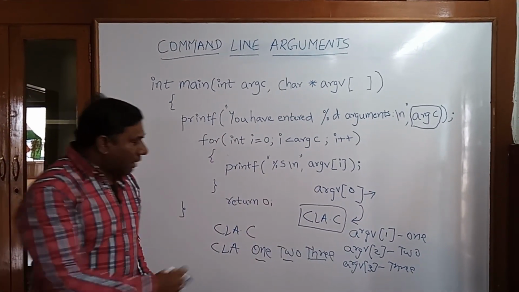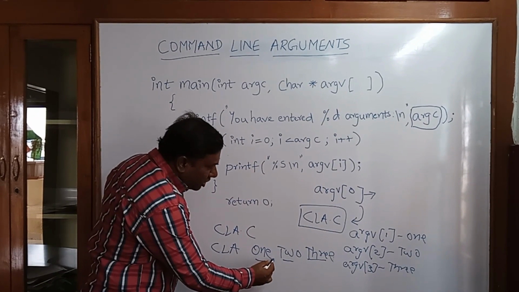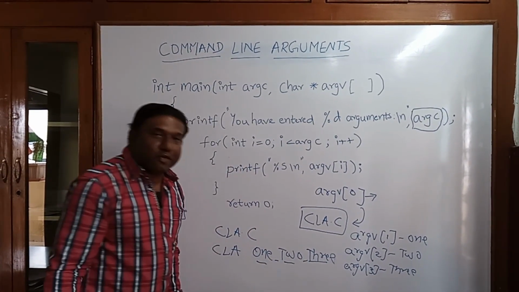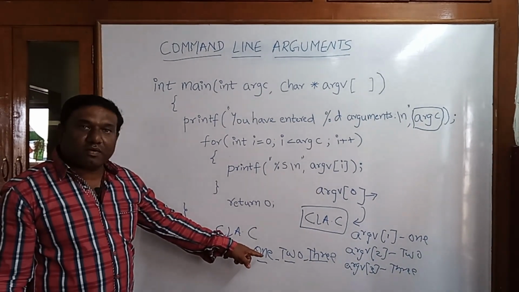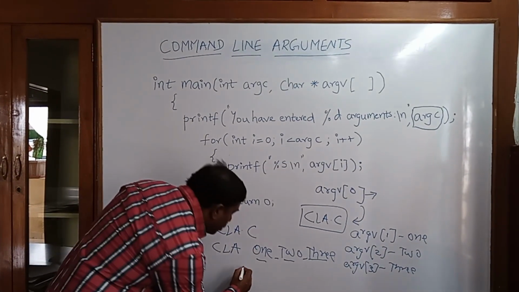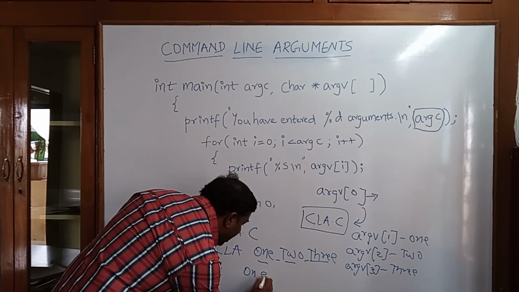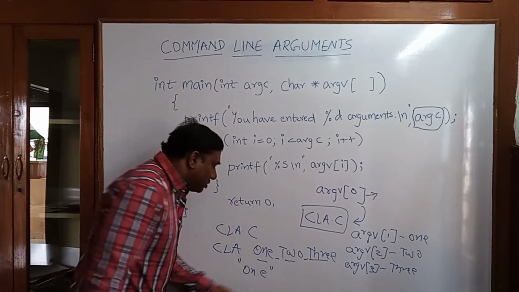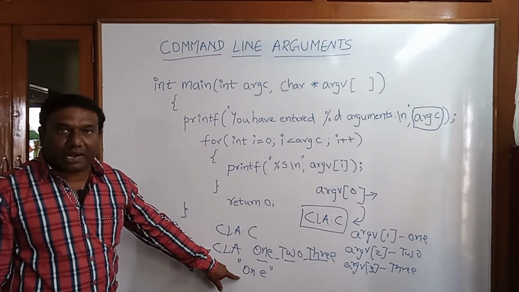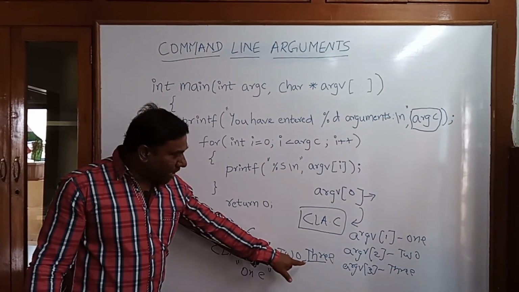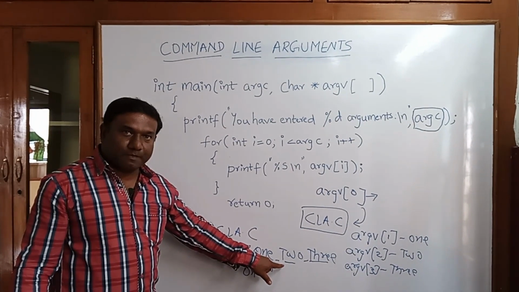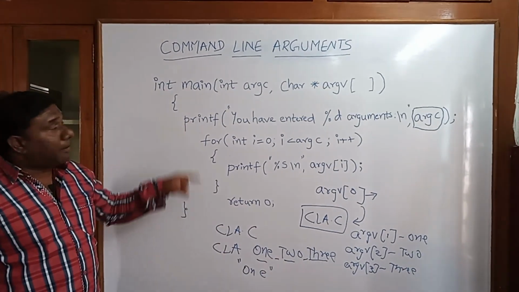And here these command line arguments are separated by a space for each and every value. But if we have any space within a value, that value should be kept in double quotation marks, and this represents one command line argument. If there is no space, each and every command line argument should be separated with a space. Okay, so this is about the command line arguments.